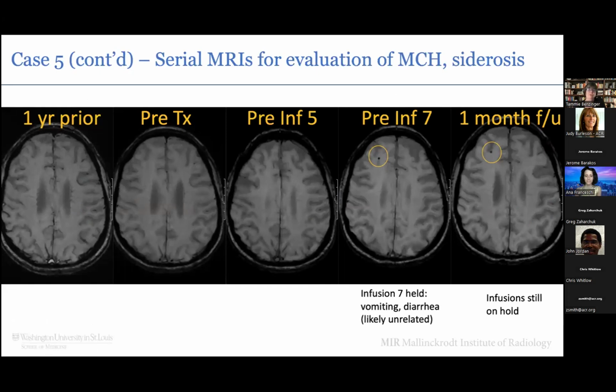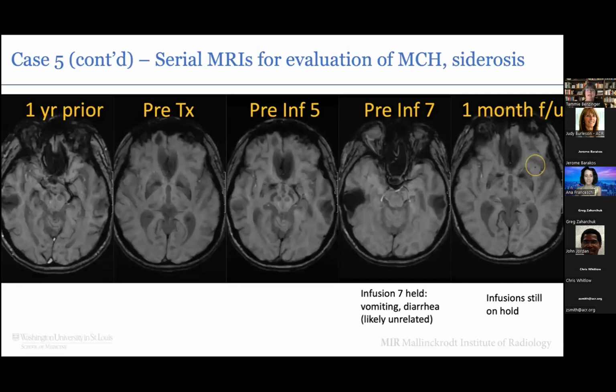She ended up having her infusions held for nausea and vomiting, which can be a symptom of ARIA, but in this case was deemed to be unrelated. She then, even though the infusions were on hold, developed yet another new microhemorrhage in the left temporal lobe. And this is common, that these microhemorrhages can accumulate even off therapy, and it's unclear, perhaps again, this is potentially an underlying CAA type picture.